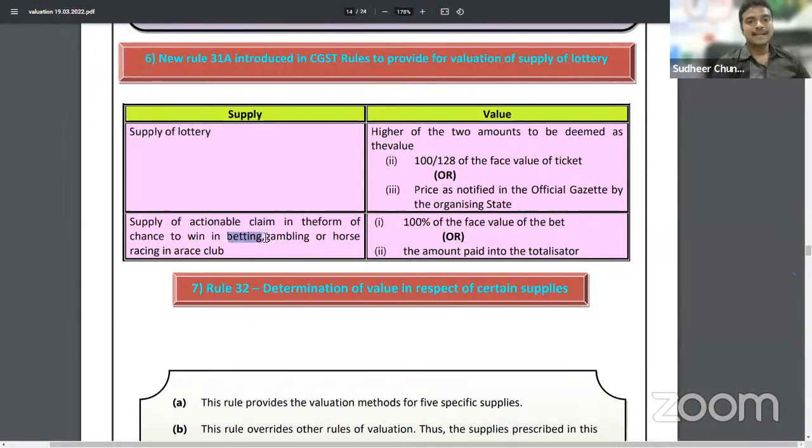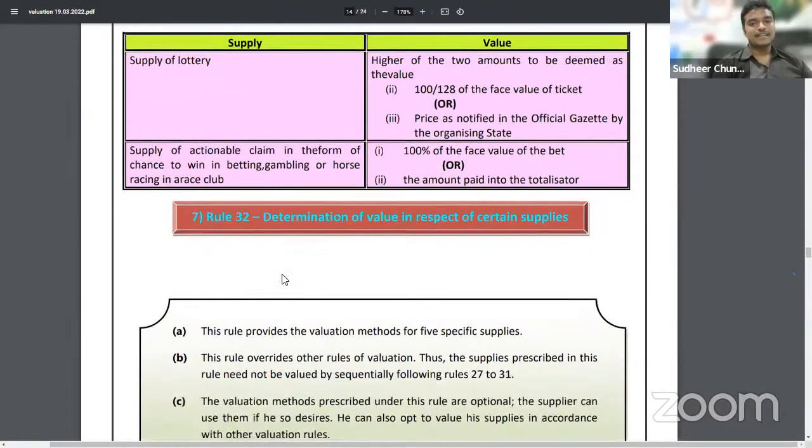Actionable claims like betting, gambling, race clubs. Here, if I put a bet for 1 lakh, then GST is required to be paid on 1 lakh. This is on exclusive basis. Lottery is on inclusive basis; for all the remaining, the value of supply is given on exclusive basis. That is rule number 31A.